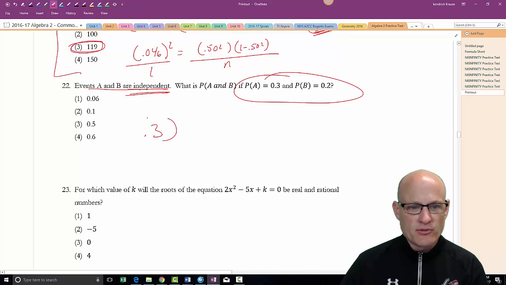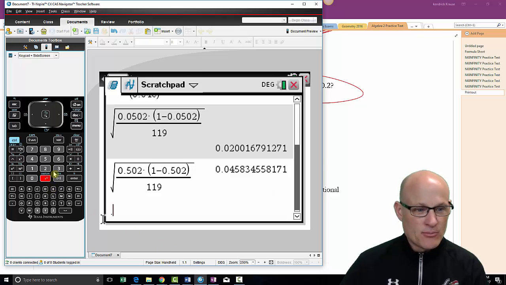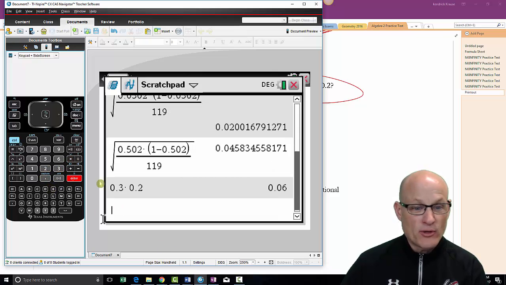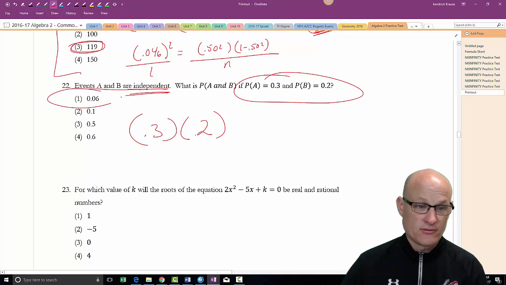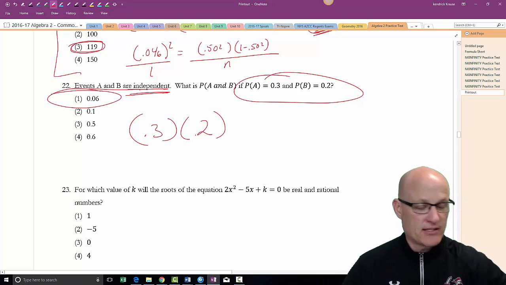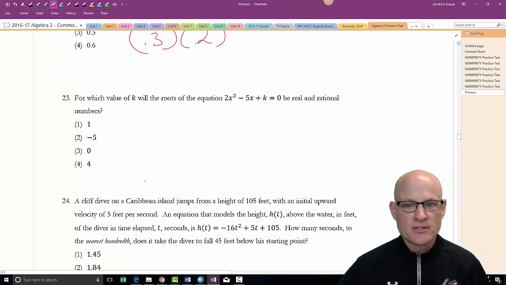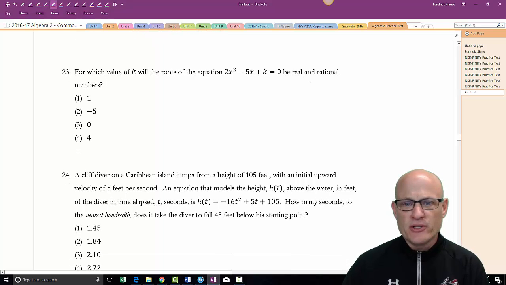0.3 times 0.2. Now don't be silly and say it's 0.6, because that's not the answer. 0.3 times 0.2 is 0.06. So that would have been dumb to get that one wrong.